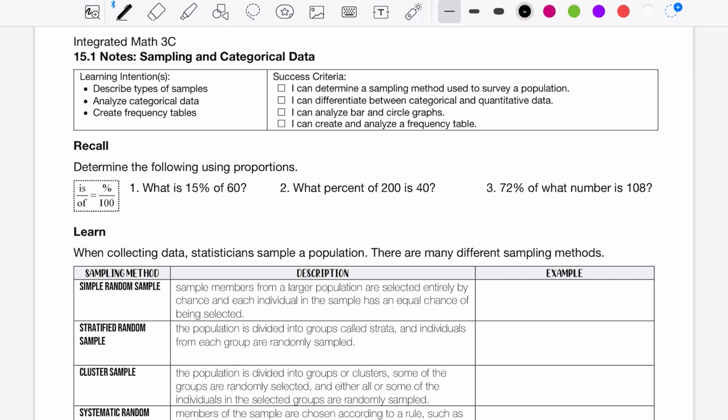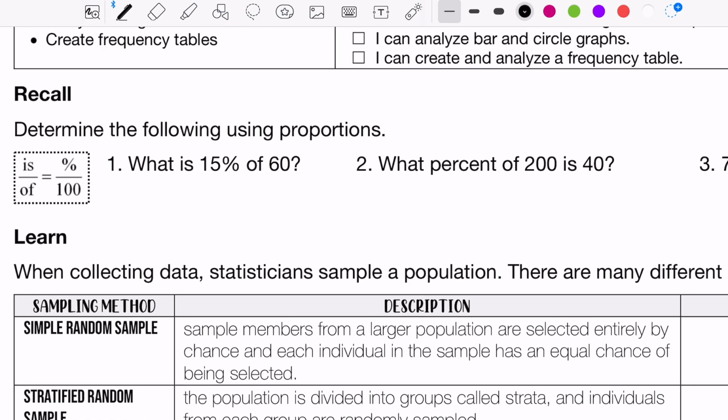So the recall is taking us way back, probably elementary school, when we're doing proportions. It says, what is 15% of 60? So is over of equals percent over 100. So the x, 15%, is going to go in the percent spot, and then the of is 60, and then we're just going to solve that.